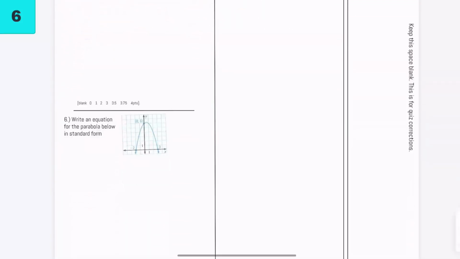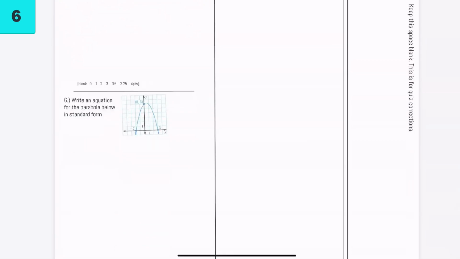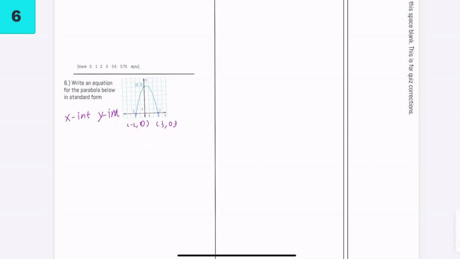This is the vertex form. And then write an equation for the parabola below. So from this graph, we can find 3 points here, right? It's (-2, 0), (3, 0), and (0, 6). So we got the x-intercepts and the y-intercept.